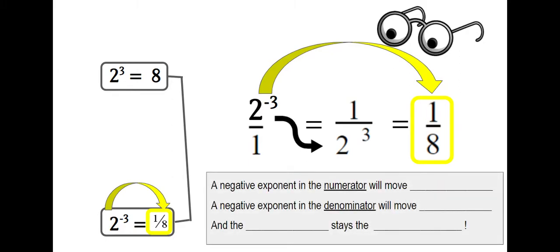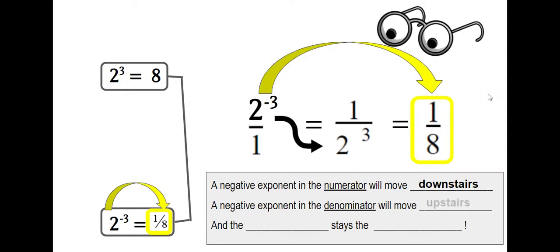So I'm going to show you a rule. You're going to write it in your notes, but as we do our examples, I'm going to help explain what this means. If I have a negative exponent in the numerator, like I did here with 2 to the negative third power, I'm going to have to move that downstairs. See how it was upstairs and I moved it right downstairs. And when I move it downstairs, the exponent becomes positive.